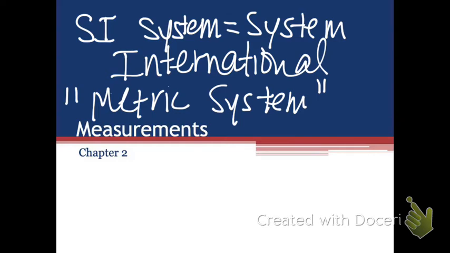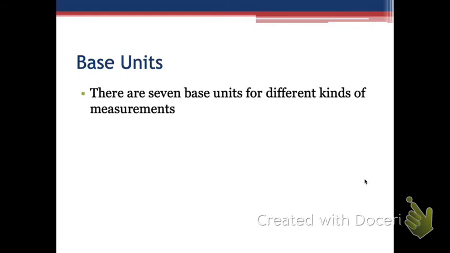So we call it the SI system or the metric system. They use what are called 7 base units, 7 base units. And these units are what these measurements are most commonly measured in. I'm going to tell you kind of a difference between the base unit and a simple unit. But the base unit is what these things are measured in. So here are your base units.